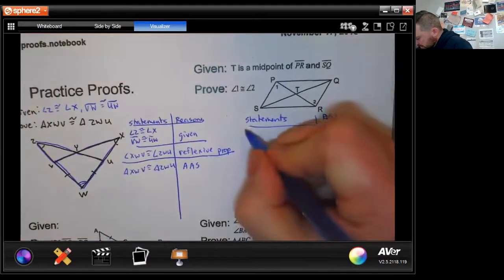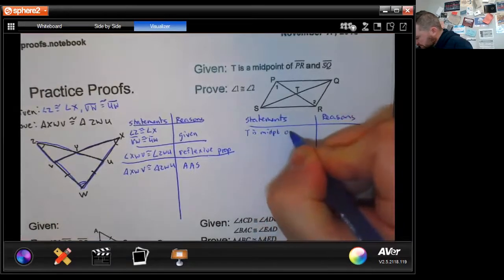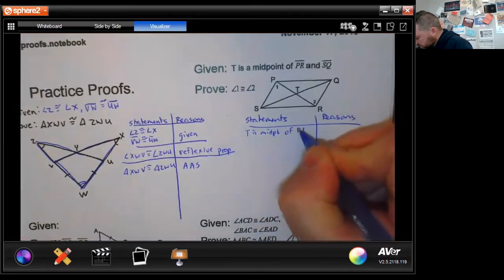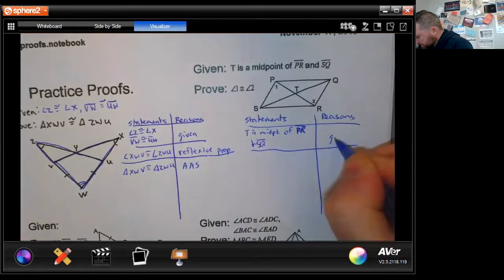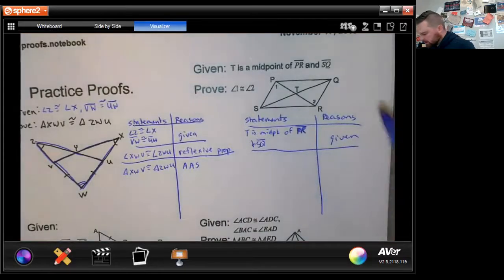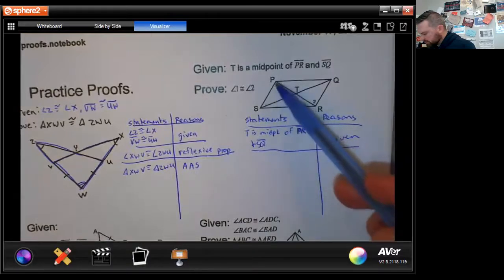Okay, T is midpoint of PR segment and SQ segment. That's given. Okay, we're trying to prove these two angles are congruent. So in order to do that, I need to prove that these triangles they're in are congruent.